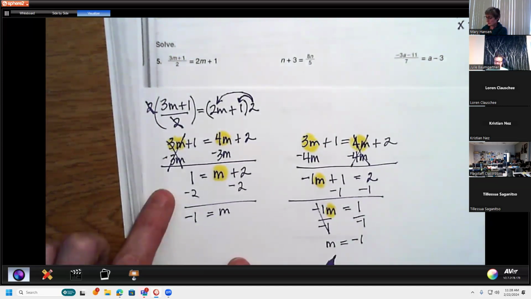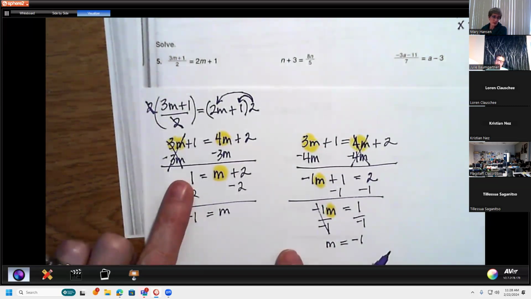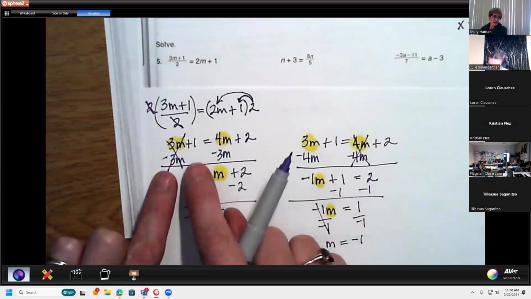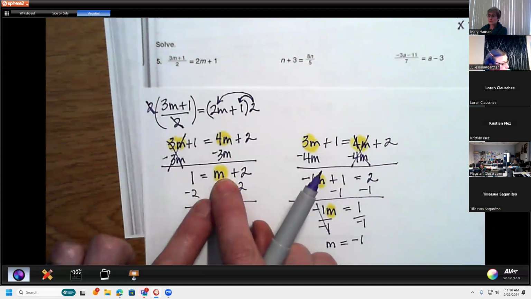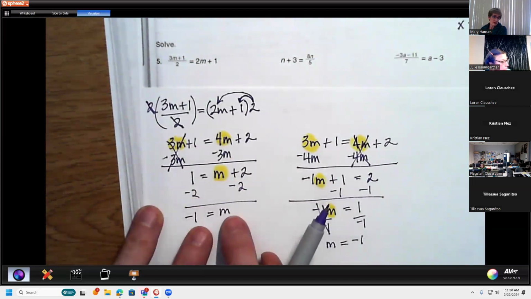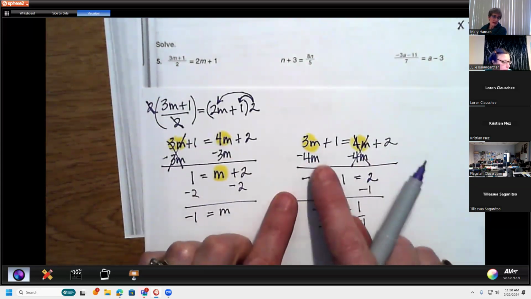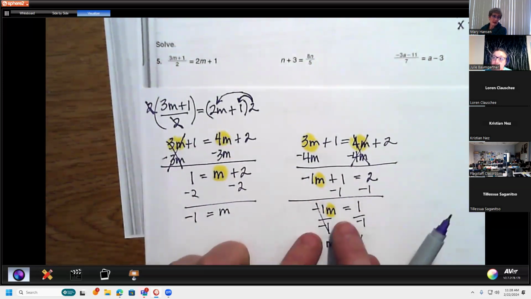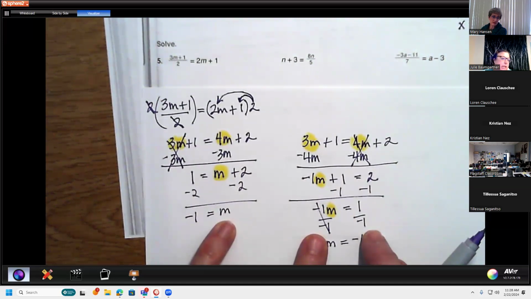I wanted to show you this because, and we did this on the day when we learned this concept as well, but I just wanted to take you back there. The difference is I moved the 3m on this one. I ended up with positive m's, and so I went straight to an answer. Here, I moved the 4m. I ended up with a -1 being multiplied times the m, and so I had to deal with that at the end that I did not have to deal with here.